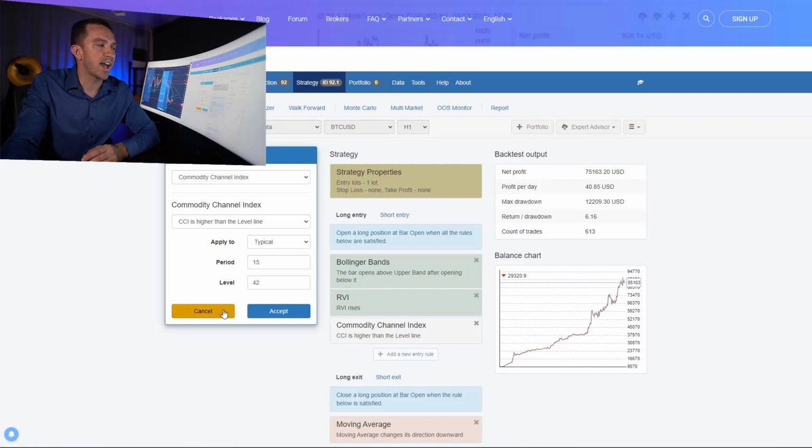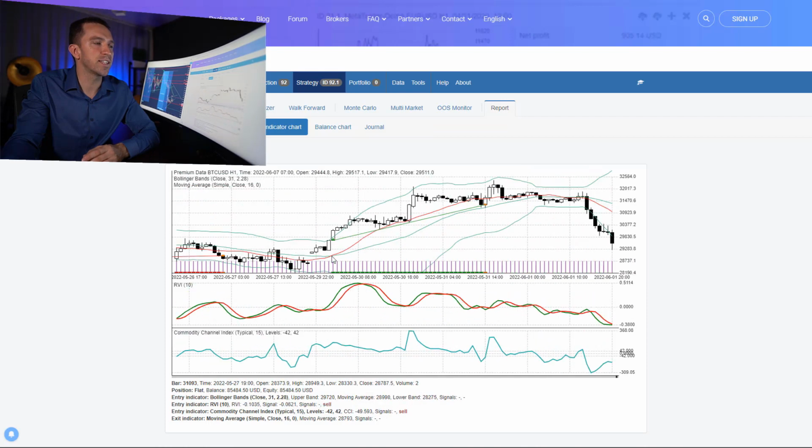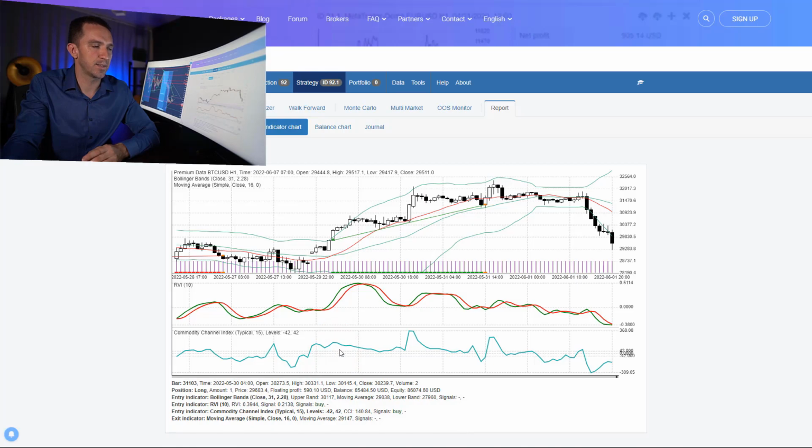So the CCI should be higher than the level line. I will click on the indicator chart again and take a look at this example, and you will see that the CCI is above the level line of 42 at this moment.